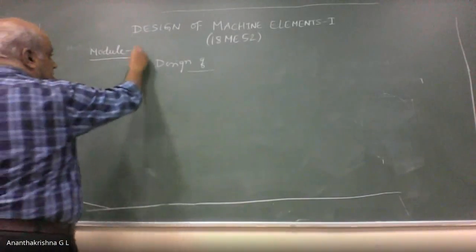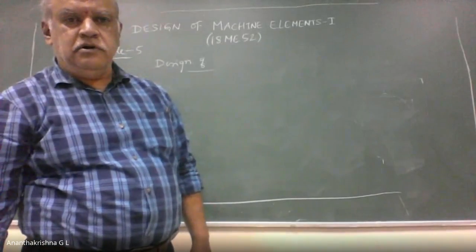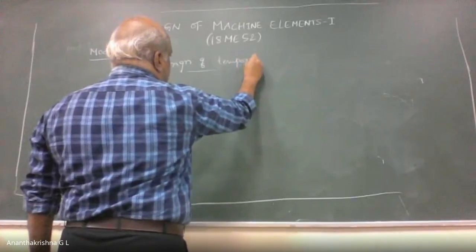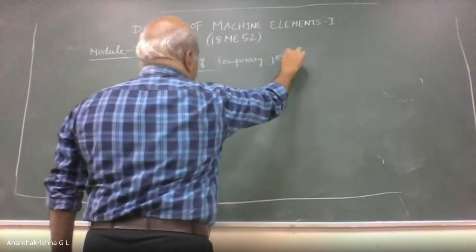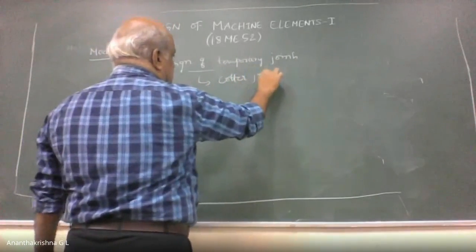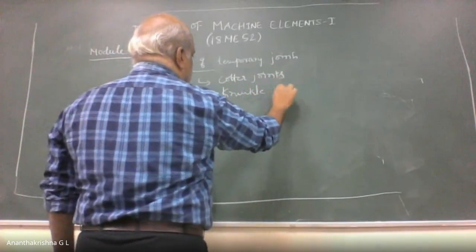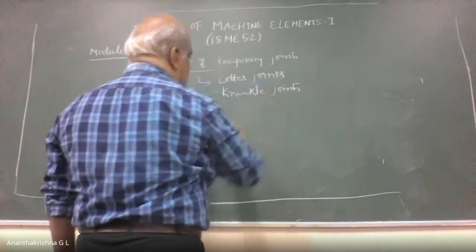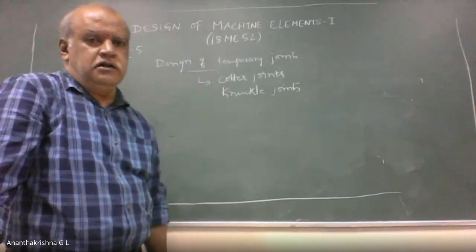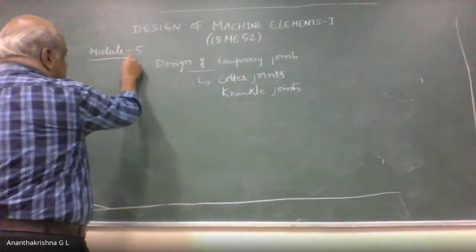Next, in module 5, we have three different topics to learn. One is design of temporary joints. Okay, temporary joints is one of the topics. Under temporary joints, we are going to learn about quarter joints, and we are going to learn about knuckle joints. Again, you remember these things you drew in your CAMD lab, correct? So we are going to learn about design of quarter joints and knuckle joints and fasteners. Okay, so that is one of the topics in module 5.